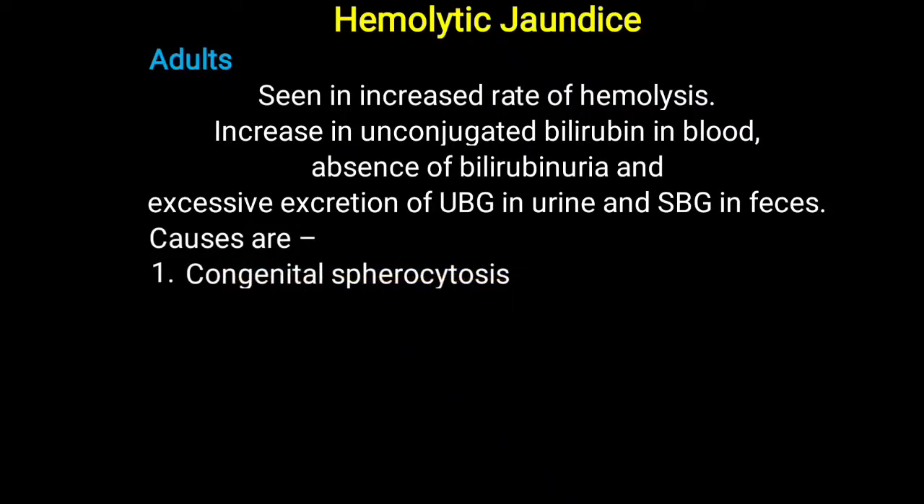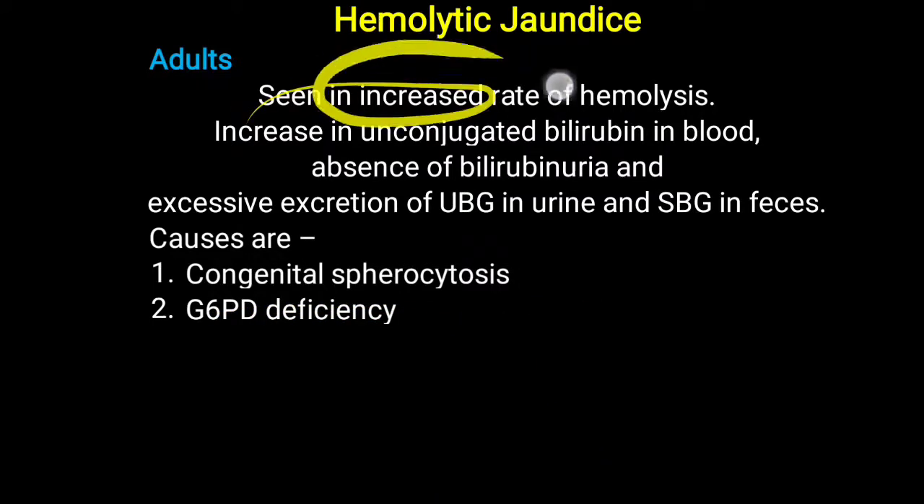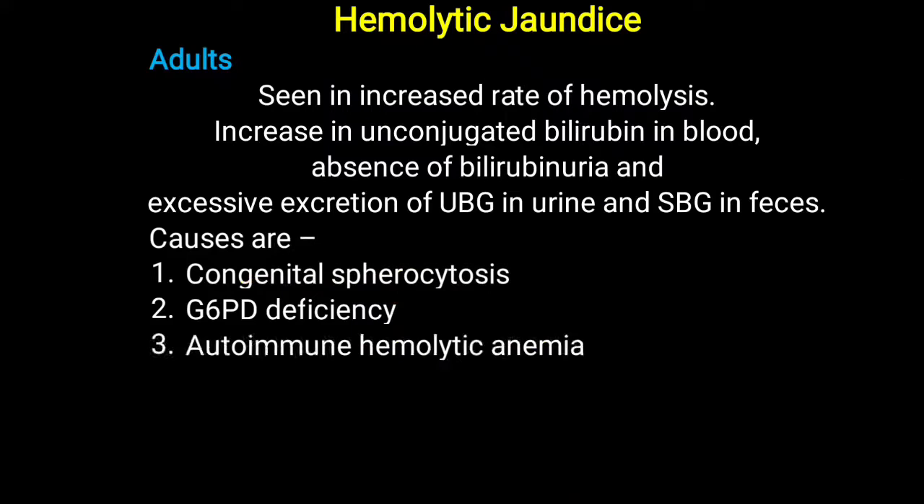RBCs normally have a biconcave shape, but if there is an abnormal shape, it will be detected by the reticuloendothelial cells and destroyed in the RE system. In the same way, G6PD deficiency, meaning glucose-6-phosphate dehydrogenase deficiency. It is an important enzyme for the generation of NADPH, and this NADPH works as an antioxidant, so any free radical damage is reduced. But if there is a deficiency of this enzyme, it leads to excessive free radical damage and excessive hemolysis, and that also leads to hemolytic jaundice.